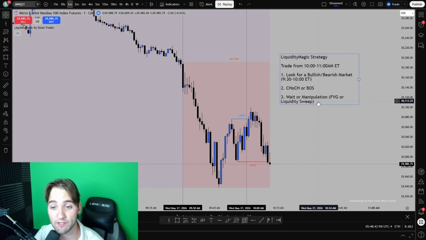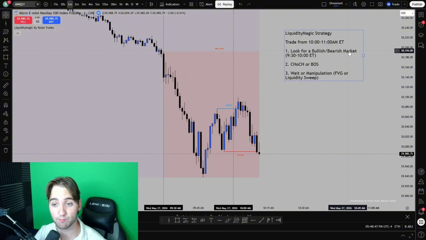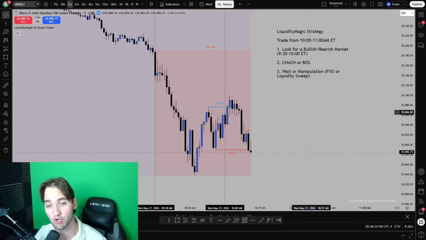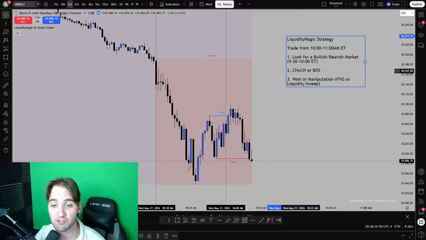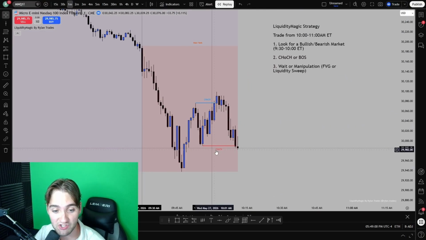So here's a checklist right here, just so you guys get a sneak peek. So we're looking for a bullish or bearish market from 9:30 to 10 o'clock. And as you guys could see, price ended up going down. I'm going to look for shorts only. Now, we're going to wait for a change of character or a break of structure. In this example, what do we have? We have a change of character.